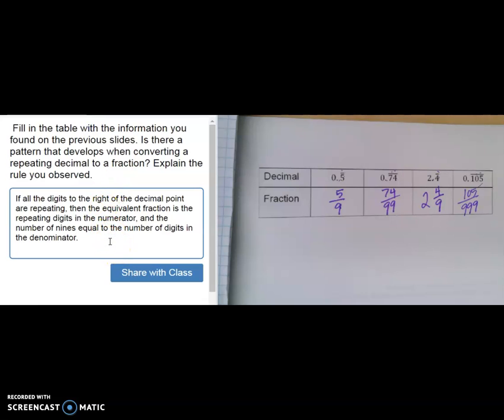Perfect. If all the digits to the right of the decimal point are repeating, then the equivalent fraction is the repeating digits in the numerator, like 5, 74, 4, 105, and the number of 9s equals the number of digits in the denominator. So just one digit, just one 9. Two digits, two 9s. One digit, one 9. Three digits, three 9s. Excellent.